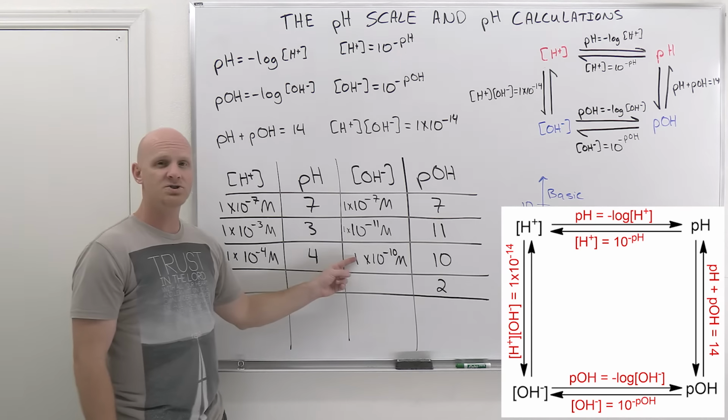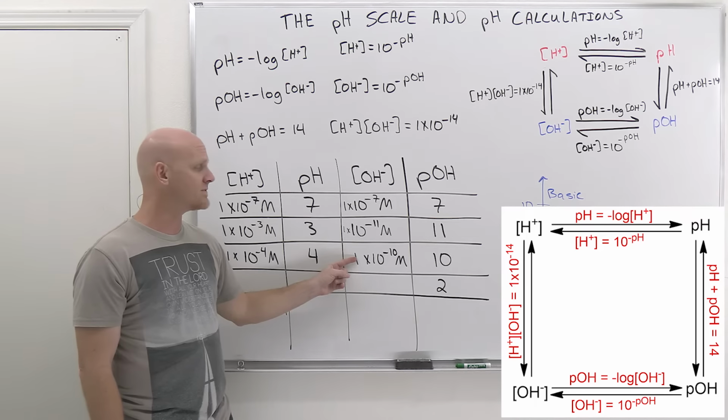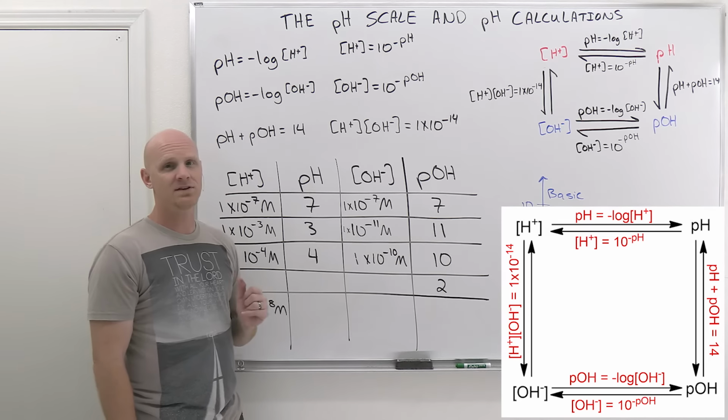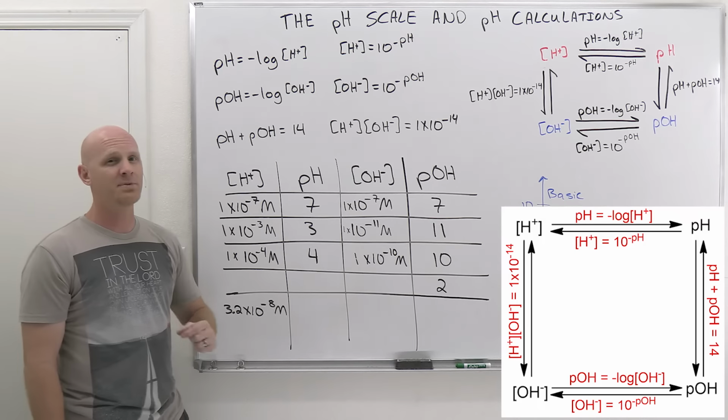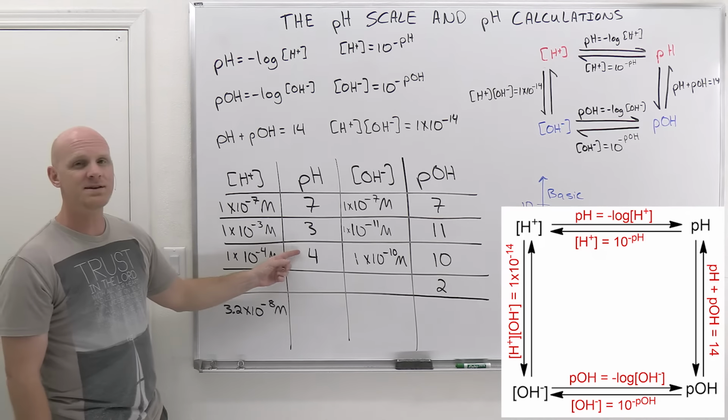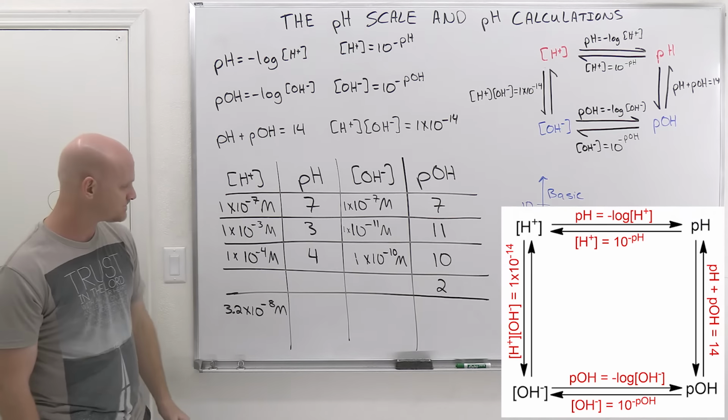And if your OH concentration is less than 1 times 10 to the negative 7, that is an acidic solution. So lots of things can tell me this is an acidic solution, but the one that is most reliable to get right is just looking at that pH and seeing if it's less than 7.